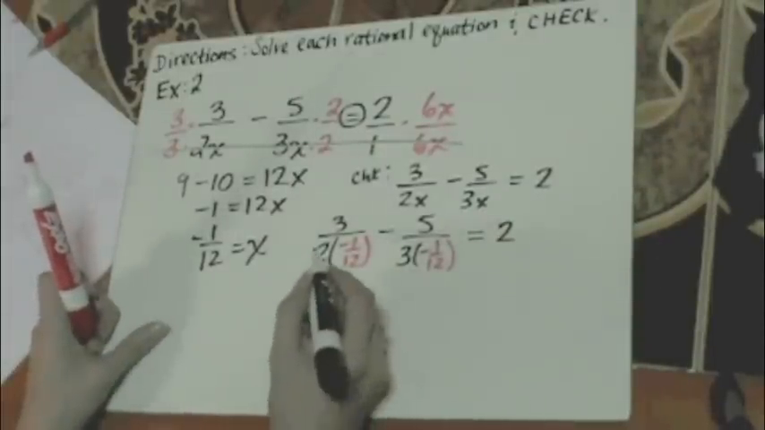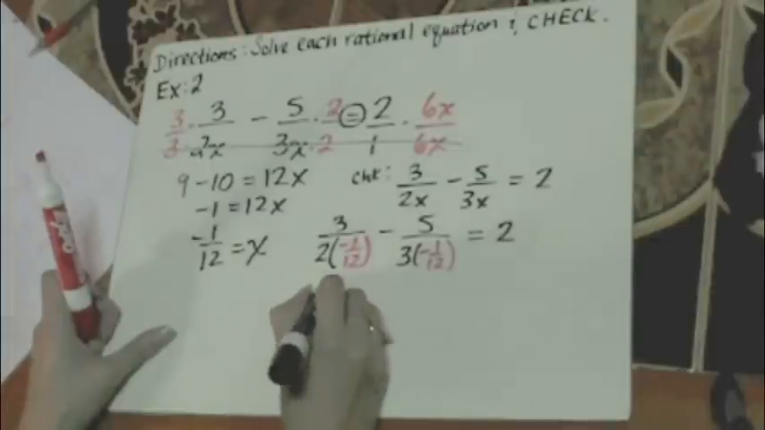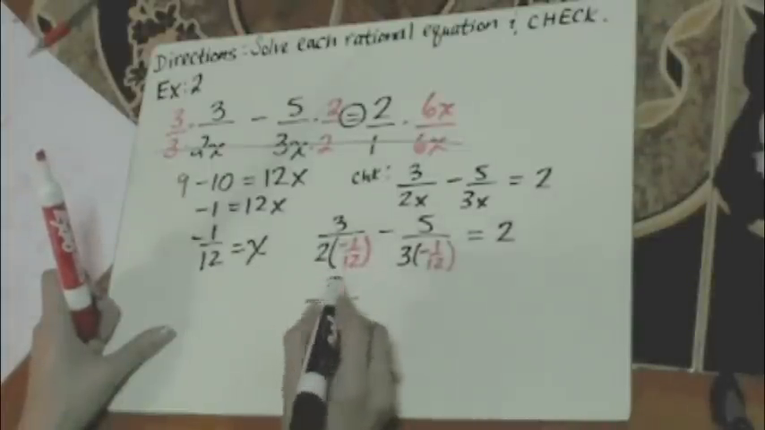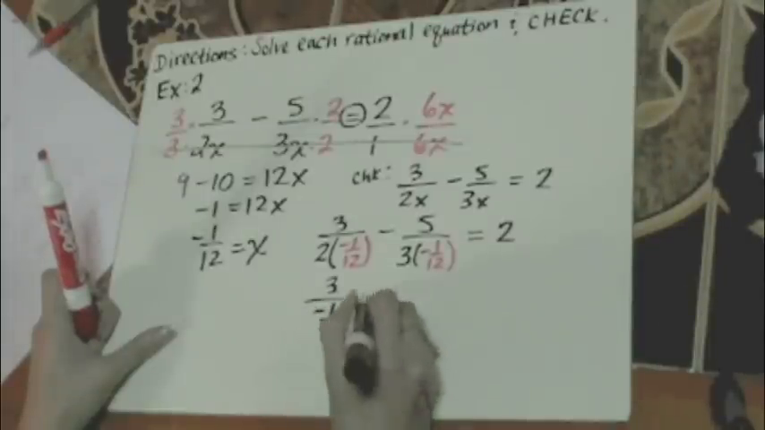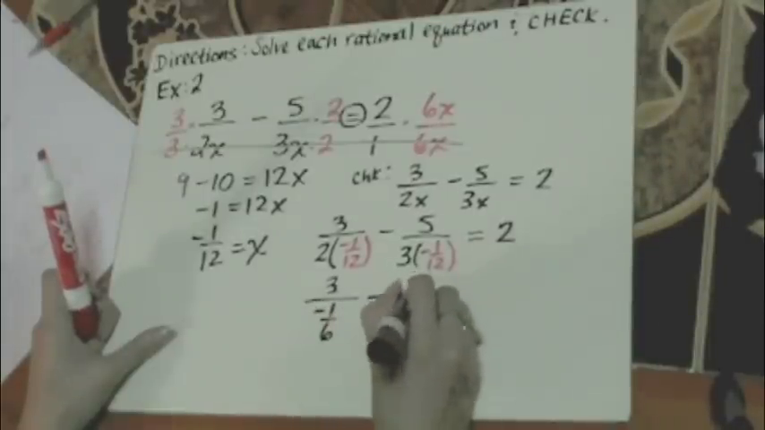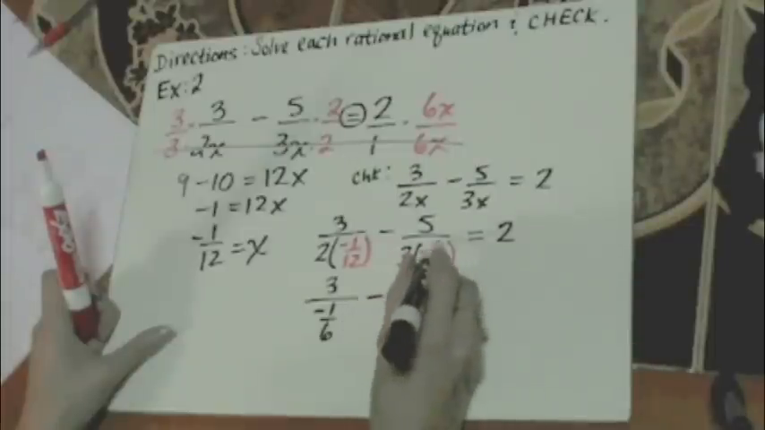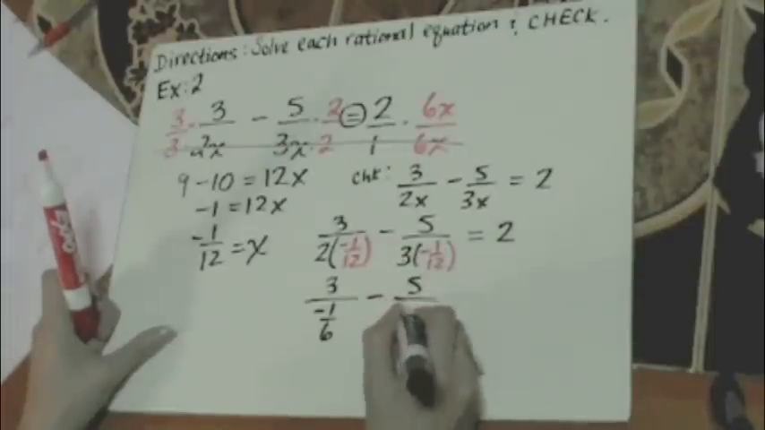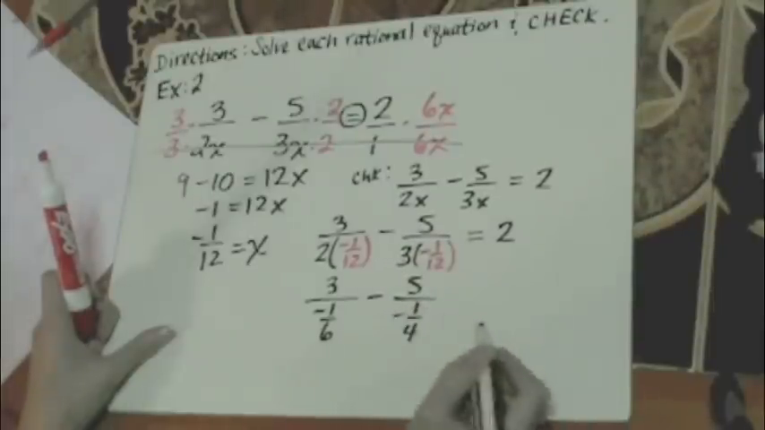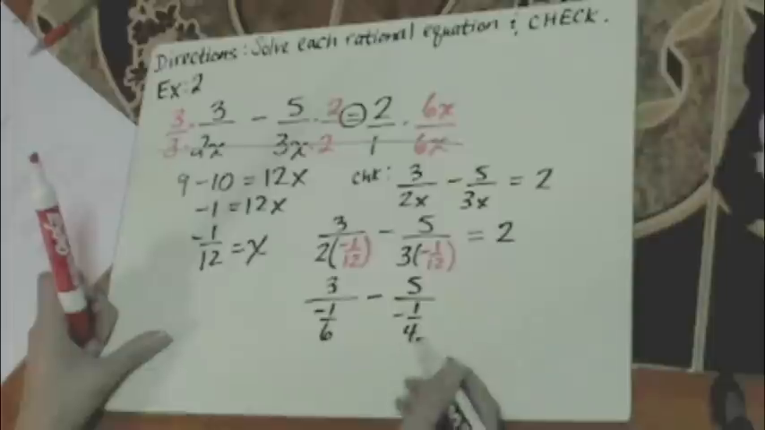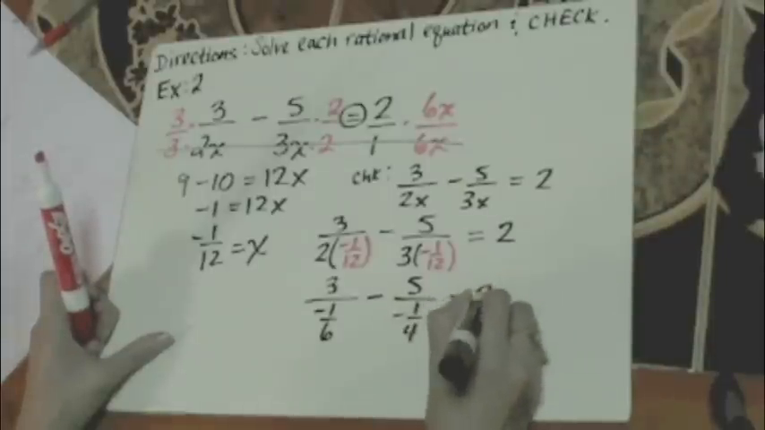Okay, so then 3 divided by, this is the same as negative 2 divided by 12, which is a negative 1/6, minus 5 divided by, and then this is negative 3 divided by 12, which is a negative 1/4. Okay, so that's negative 3 over 12. And is this going to be equal to 2?